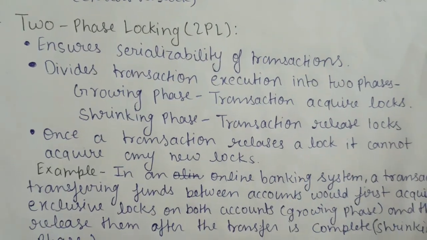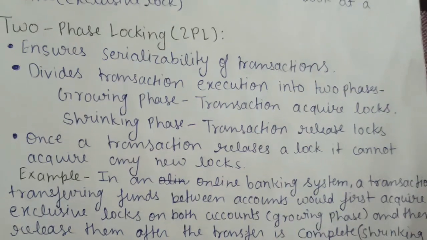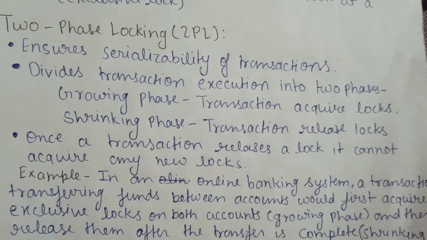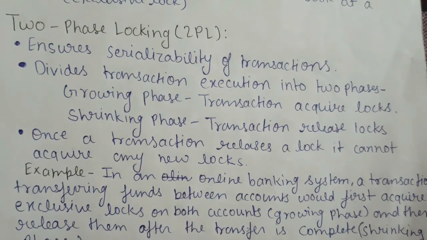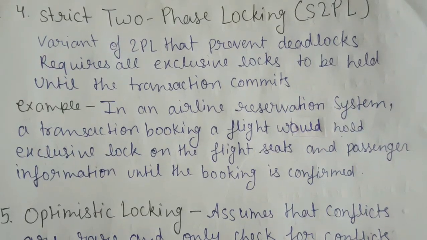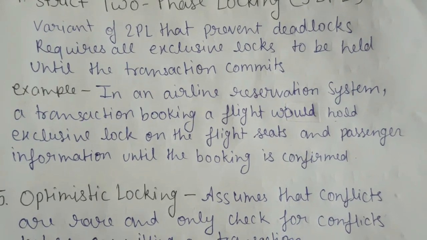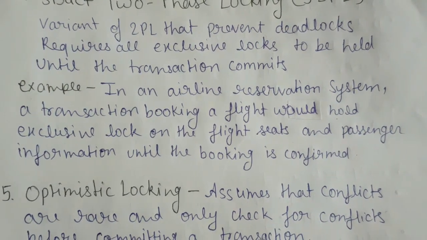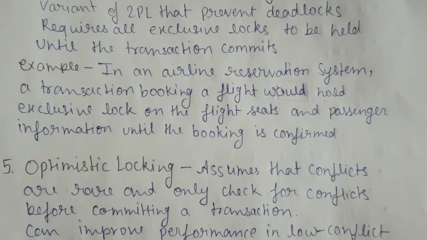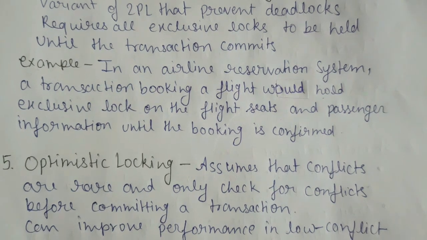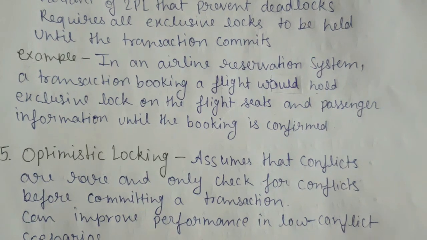For example, in an online banking system, a transaction transferring funds between accounts would first acquire an exclusive lock on both accounts, the growing phase, and then release them after the transfer is complete, the shrinking phase. Fourth is strict two-phase locking, S2PL, a variant of 2PL that prevents deadlock. It requires all exclusive locks to be held until the transaction is committed. For example, in an airline reservation system, a transaction booking a flight would hold an exclusive lock on the flight seat and passenger information until the booking is confirmed.